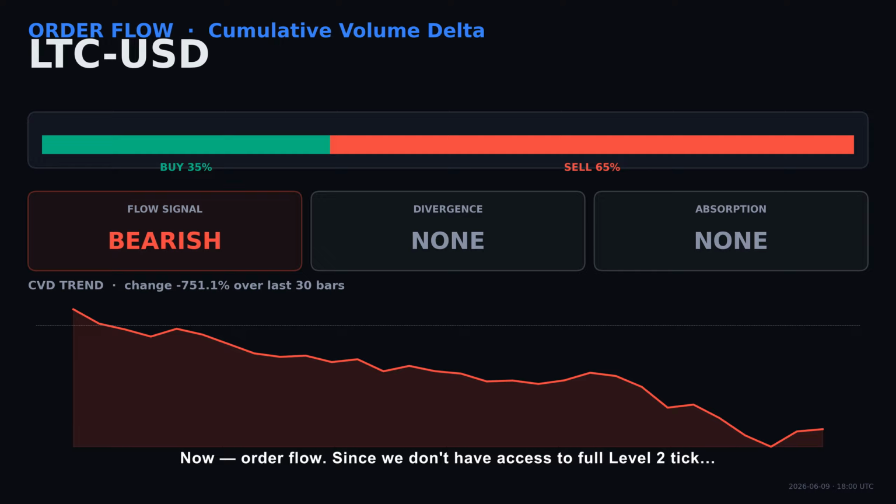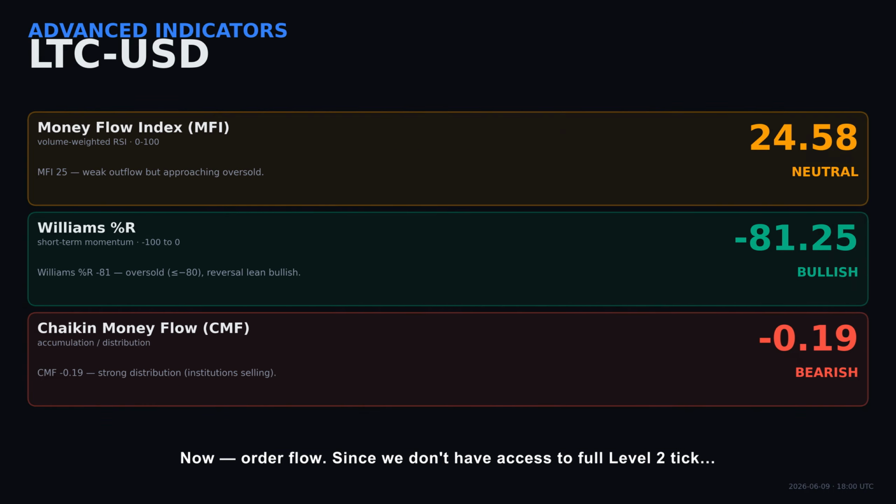Over the recent window, buying pressure accounts for 35% of volume versus 65% selling. The overall flow signal is bearish. And to round out the indicator suite, 3 more advanced reads.